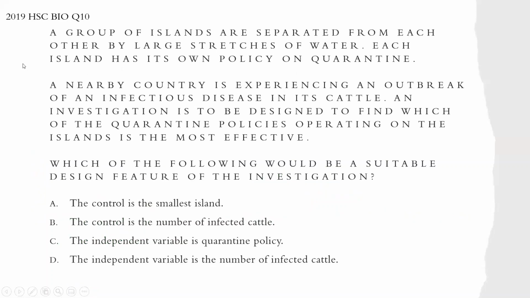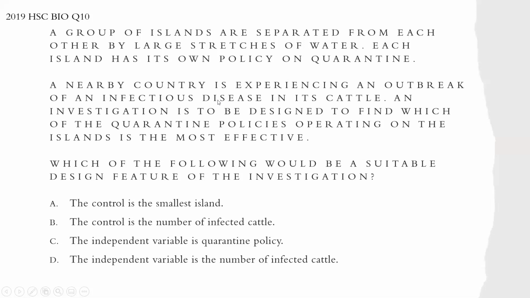So our final question for today is looking at a group of islands, and these islands have been separated by a large stretch of water. So this basically quarantines the two islands and gives us a good thing to kind of compare between them. So each island has its own policy on quarantining, and there's a nearby country that's experiencing an outbreak. So this is for cattle, and it's an infectious disease.